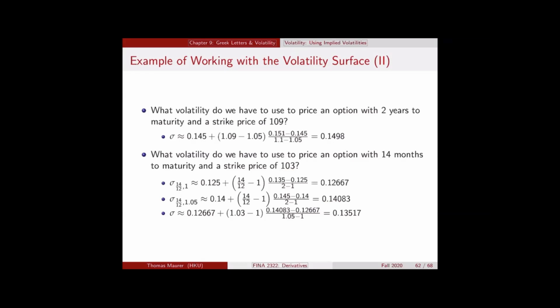Again, let's start with this implied volatility over here, and to that I add by how much I change my moneyness from at the money to 1.03, so that's 0.03, and I multiply that by the slope. The slope is given by this implied volatility minus this implied volatility over here, divided by how different they are in moneyness. Well, it's 1.05 minus 1. So that's now the volatility I want to use in the Black-Scholes formula to price an option with 14 months left to maturity and a strike price of $103.